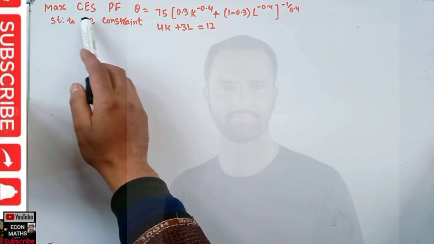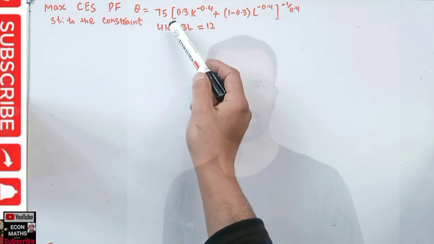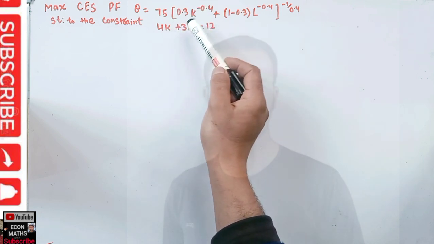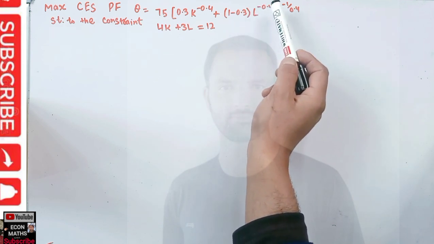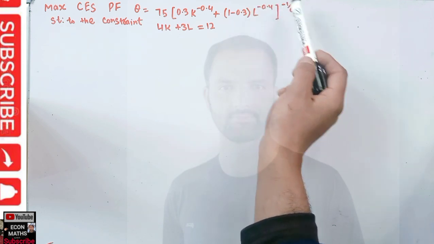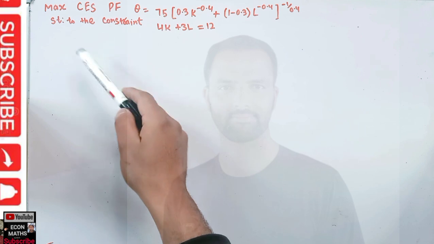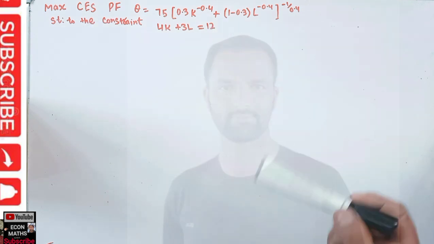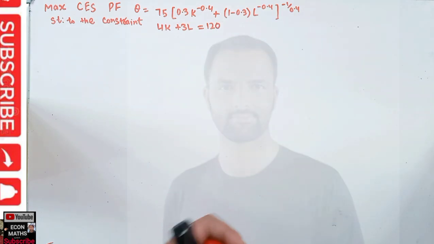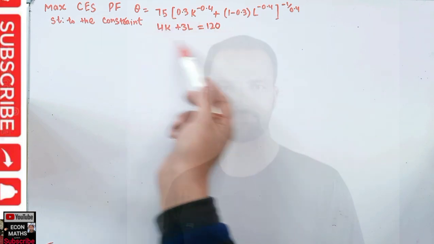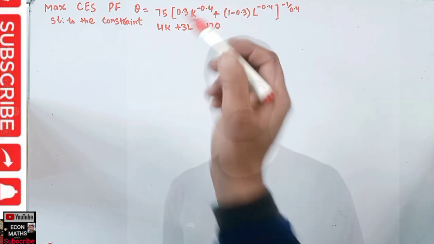We have to maximize a CES production function. We are given a CES production function, that is Q is equal to 75 bracket 0.3 K to the power minus 0.4 plus 1 minus 0.3 L to the power minus 0.4, whole raised to the power minus 1 upon 0.4. This is subject to the constraint 4K plus 3L should be equal to, sorry, 120. So we need to maximize this production function with the given constraint. That means 4 times capital plus 3 times labor should be equal to 120.